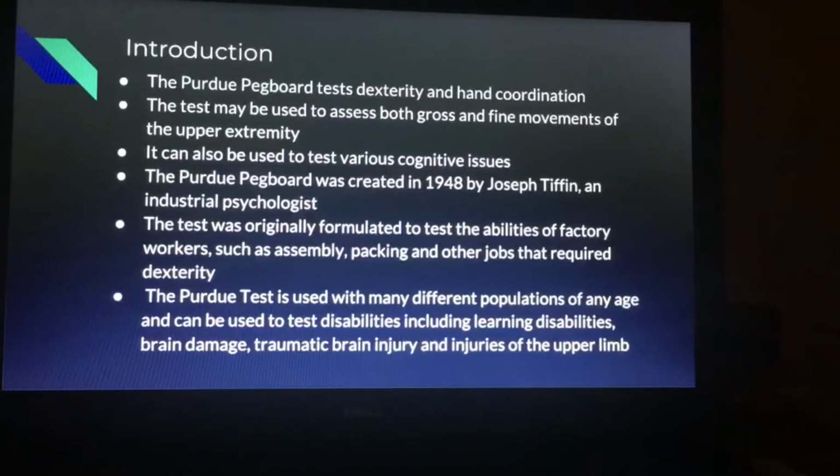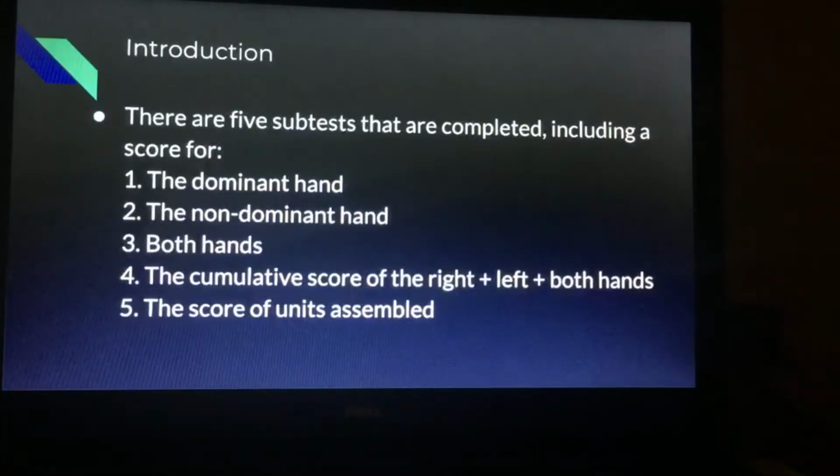Originally, the test was formulated to test the abilities of factory workers, such as assembly, packing, and other jobs that require dexterity. The Purdue test is used with many different populations of any age and can be used to test disabilities, including learning disabilities, brain damage, traumatic brain injury, and injuries of the upper limb.